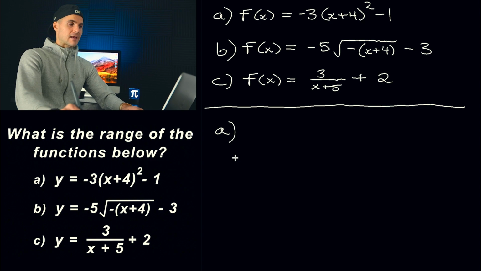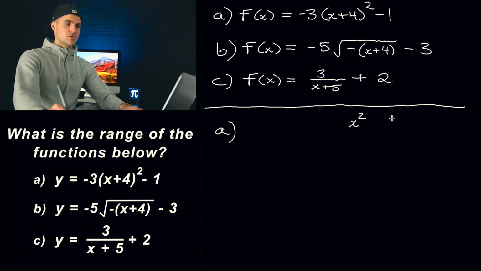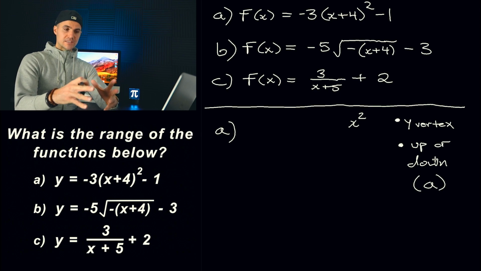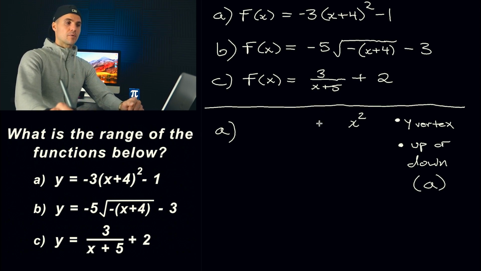So let's start off with part A. Now, this is a quadratic, right? And if you think about it, the range of a quadratic is always going to depend on two things. If you have a quadratic x squared and it's been transformed, the range depends on the y value of the vertex, and it also depends on whether the function opens up or down. And if you remember, what determines that? The a value. If the a value is negative, the quadratic is going to be opening down. If the a value is positive, it's going to be opening up.